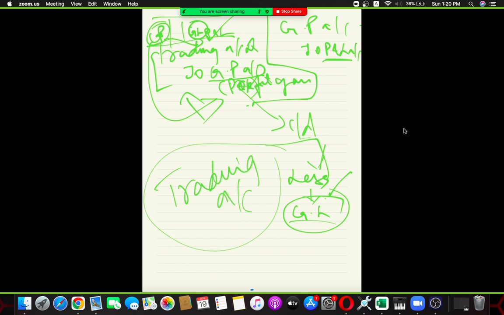So, this is about the concepts in the trading account. For the next part, profit and loss account, we will meet in the next part, that is part number 2. What we have covered is part number 1 of preparation of final accounts of sole proprietor. We will meet for the next profit and loss account in part 2.